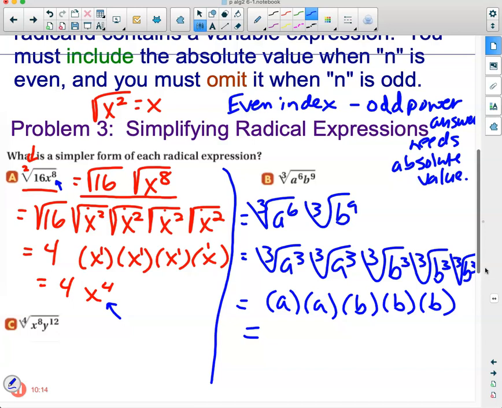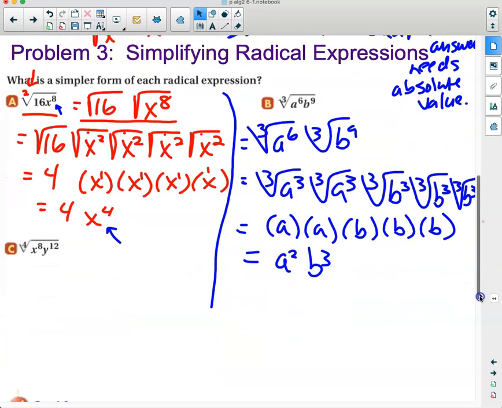And now we'll collect them back up. A times A is A squared. B times B times B, B to the third. And again, at the end, I want to think, well, do I need absolute value bars? No, because this one had an odd index. Let's go to C.